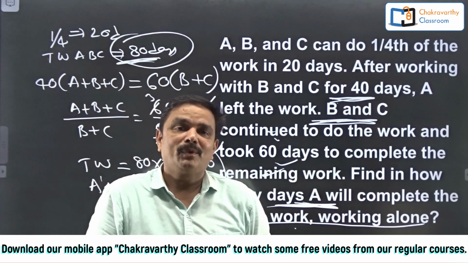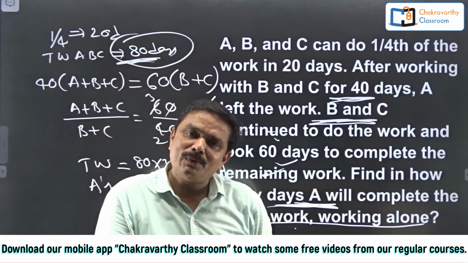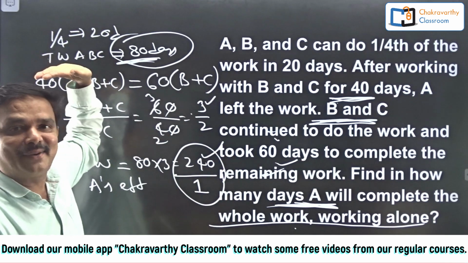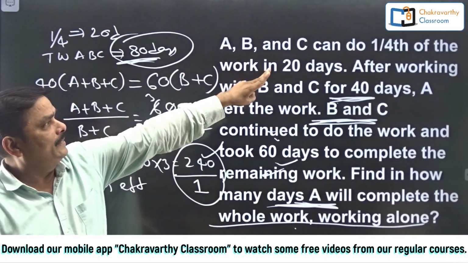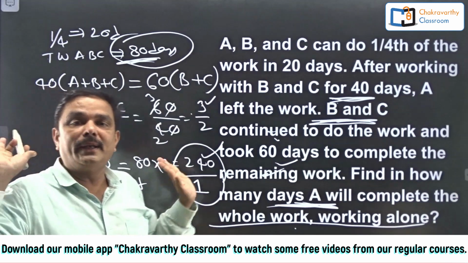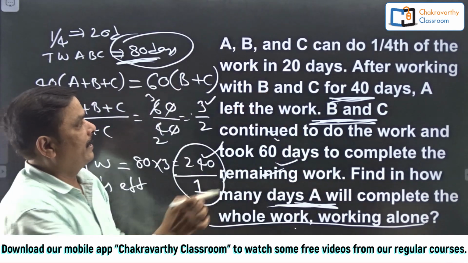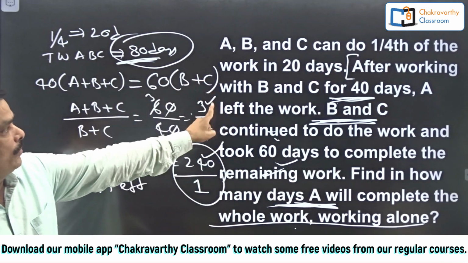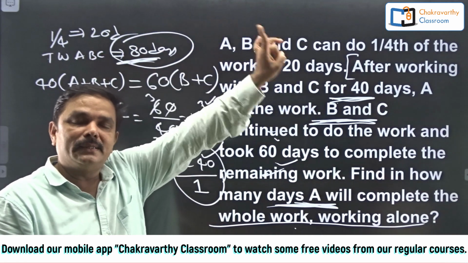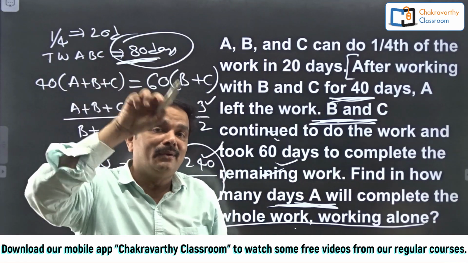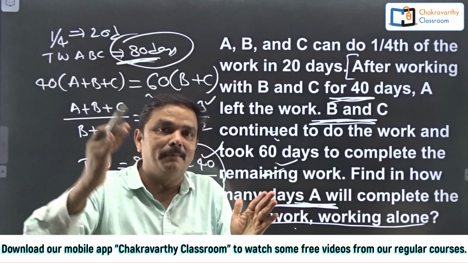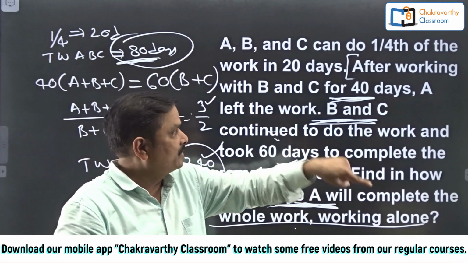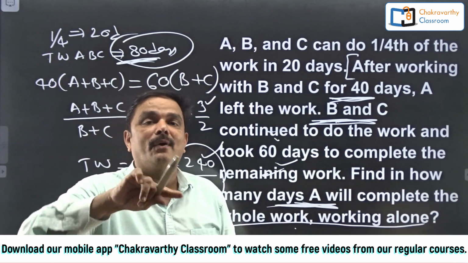Can't you do this question without writing anything on paper? Of course, yes. While reading only, you have to do it quickly in this way. Now forget all these things and just quickly see: A, B and C did 1/4 in 20 days, total work in 80 days. Clearly, they have given information which can be converted to a shortcut. A, B and C worked for 40 days. The remaining work is 40-day work of A, B, C, because 80 minus 40. Thus 40-day work of A plus B plus C must be equal to 60-day work of B plus C.